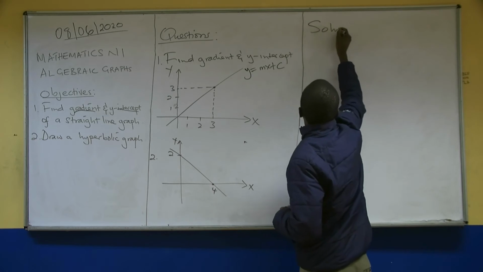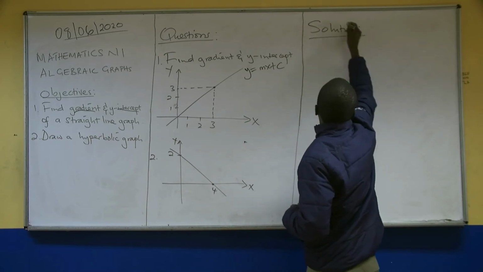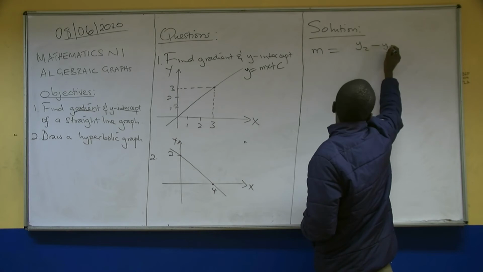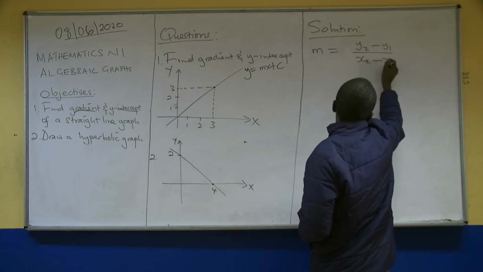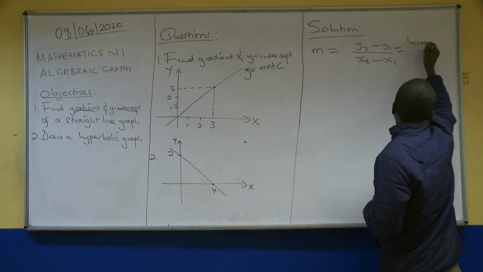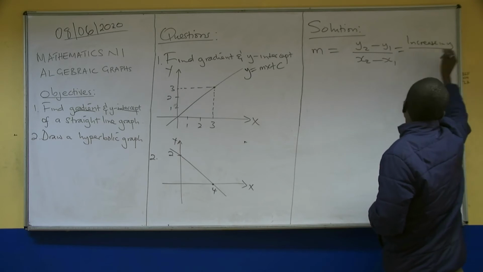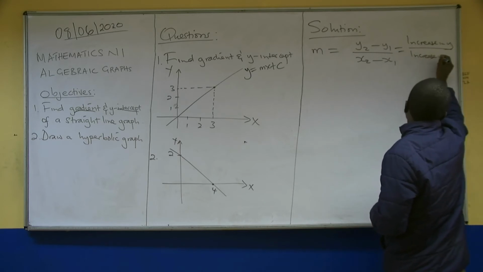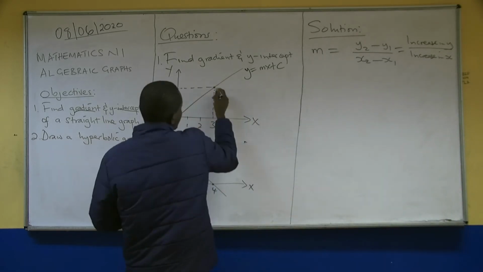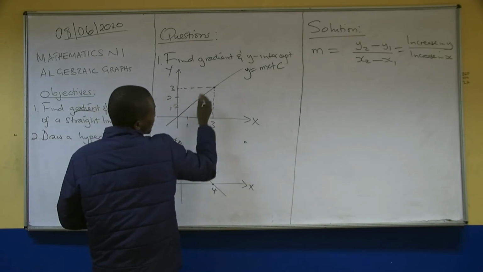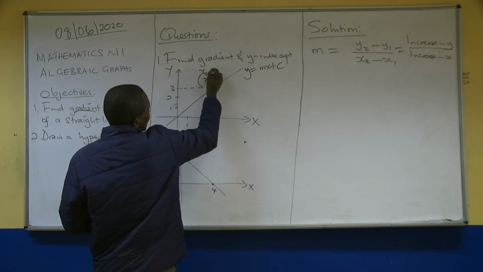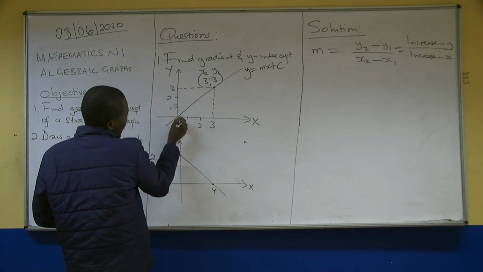So we need to know that if you are finding m, there is a formula which says m is equal to y2 minus y1 over x2 minus x1. Some books will rather say increase in y over increase in x. It's the same thing. Now we need 2 points on this line. So obviously the first point is 3, 3. Remember, we always start by writing our x followed by our y.